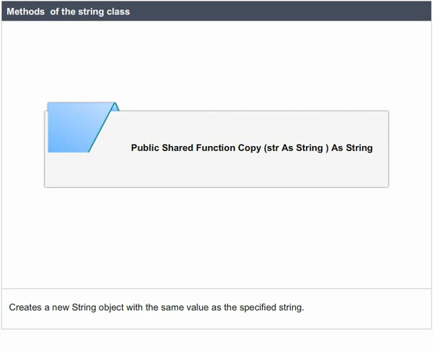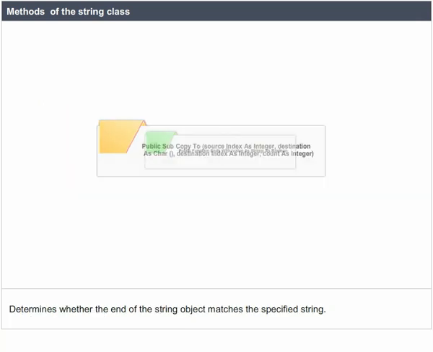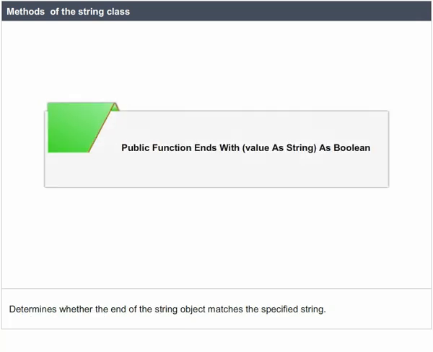Public sub CopyTo(sourceIndex as Integer, destination as Char(), destinationIndex as Integer, count as Integer). Copies a specified number of characters from a specified position of the string object to a specified position in an array of Unicode characters. Public function EndsWith(value as String) as Boolean determines whether the end of the string object matches the specified string.